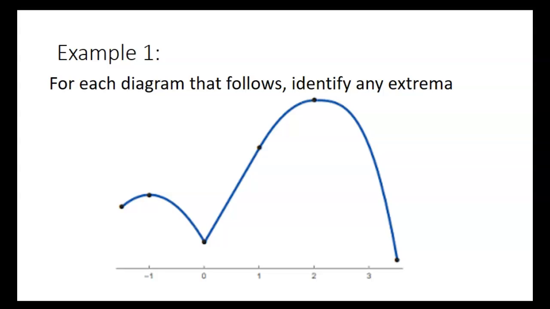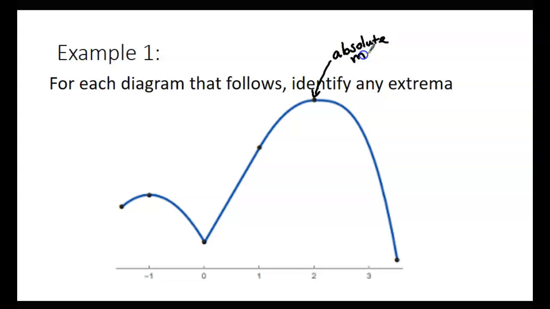So here's an example. We want to find all the extrema. All right, so let's start off with absolutes. This would be the absolute max or global max. That's the highest point on the graph. This would be the absolute min, the lowest point on the graph.